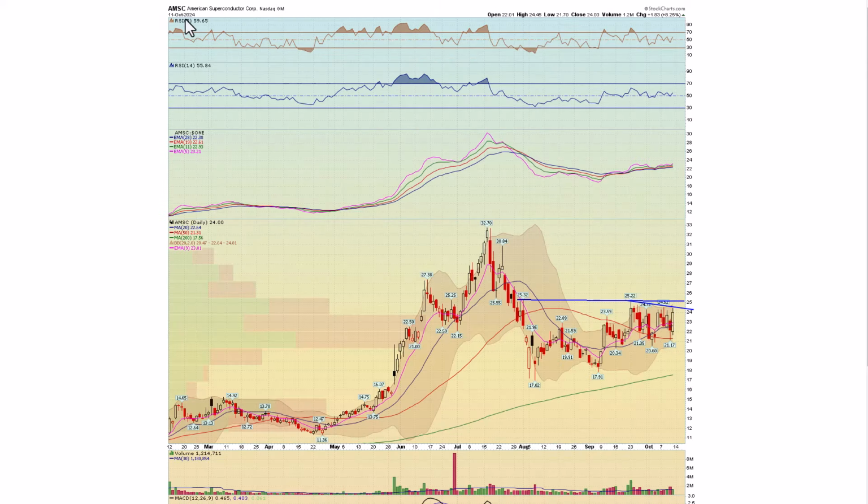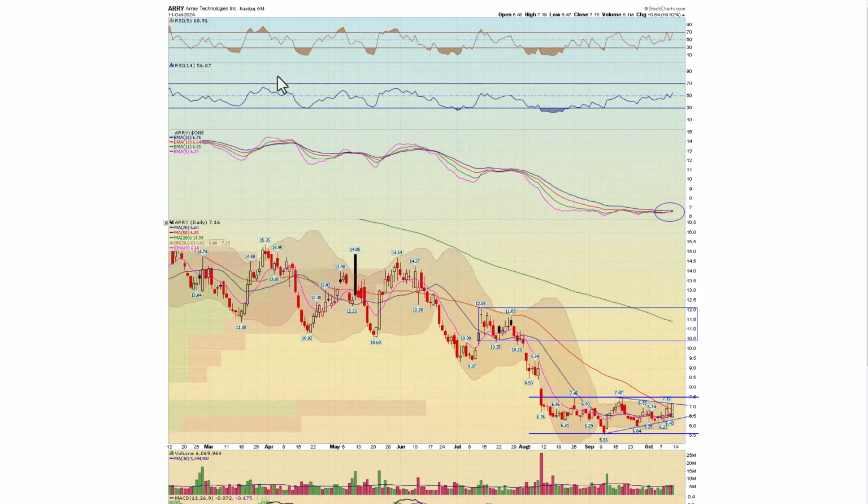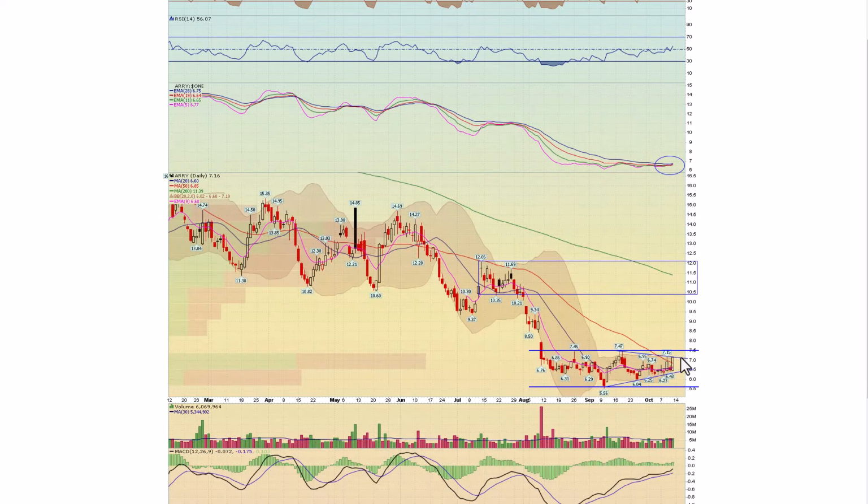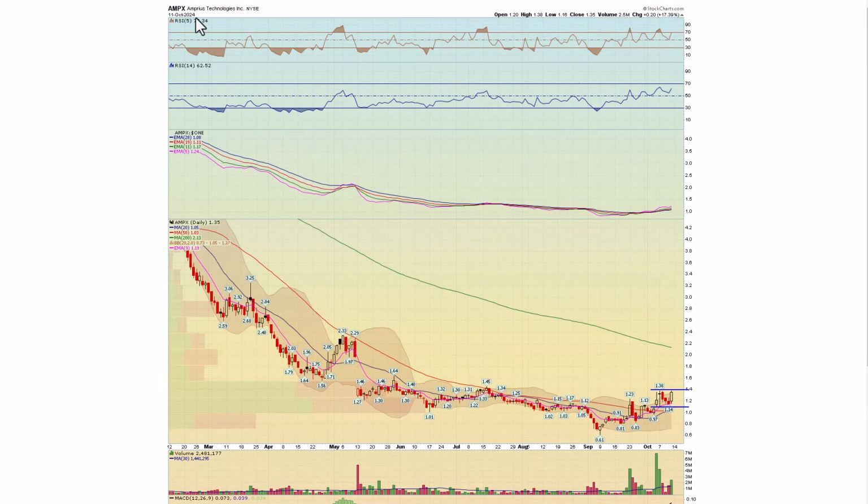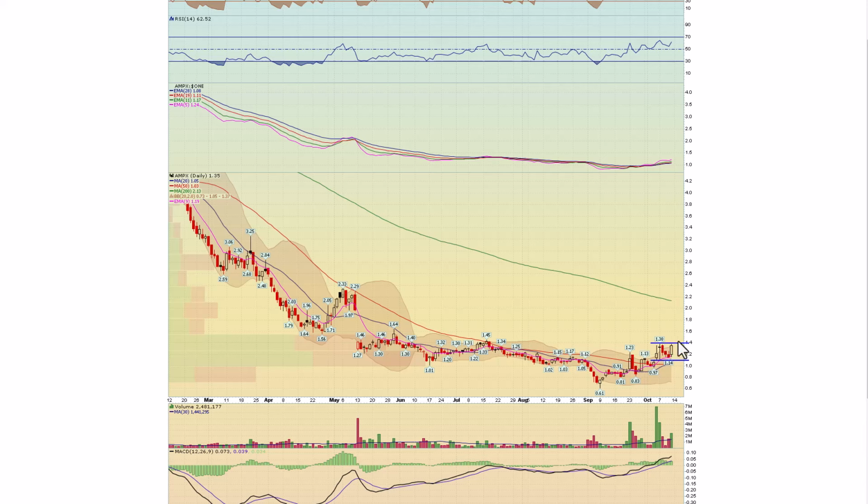Jarbert 97, AMSC. Little clear resistance at this 25.20, one area to watch. Jarbert 98, ARRY. Nice little basing pattern, got also a nice little coil there. Moving average ribbon is squeezing. This looks pretty good, guys. One to watch this week for a breakout. Jarbert 99, AMPX. Here's a bull flag setup. Good volume patterns. Resistance 138.